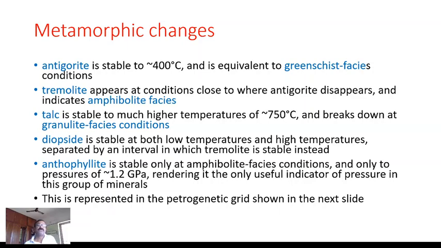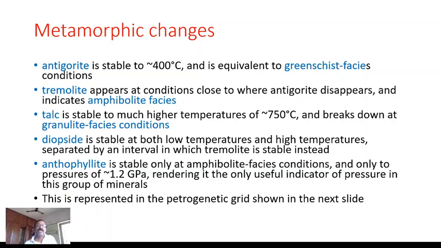The talc is stable at a much higher temperature, around 700 degrees Celsius or above, and breaks down, as we have seen in the previous reactions, in granulite facies conditions. Diopside is stable at both low temperature and high temperature, separated by an interval in which tremolite is stable instead. So diopside you can see in the meta-ultramafic rocks in the lower grade as well as in the higher grade. In between, tremolite is formed. Anthophyllite is stable only at amphibolite facies conditions, at pressures of 12 kilobars. So that is an indicator. Anthophyllite is a pressure indicator of these meta-ultramafic rocks.